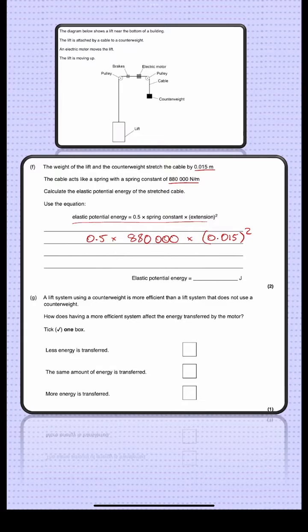Let me know if anyone gets the answer. Doing it as well. Anyone got the answer yet? Yep, 99. Well done. So 99 joules is what you should get.